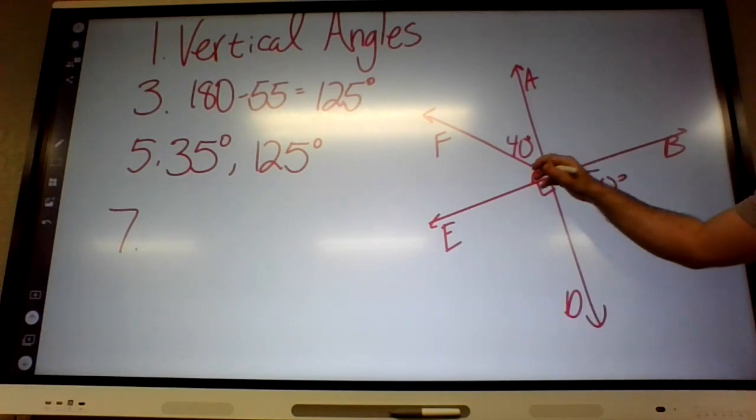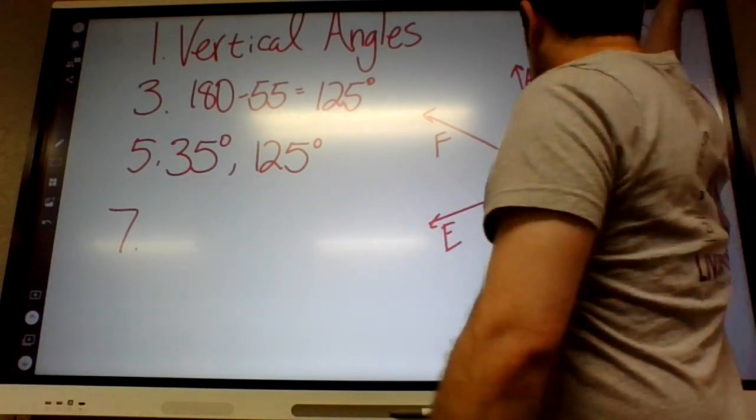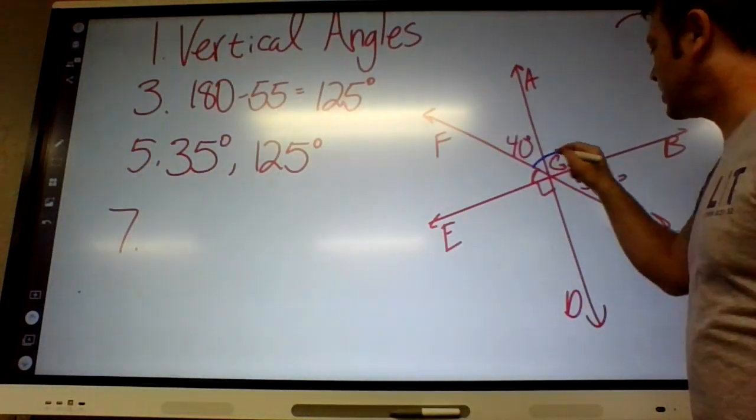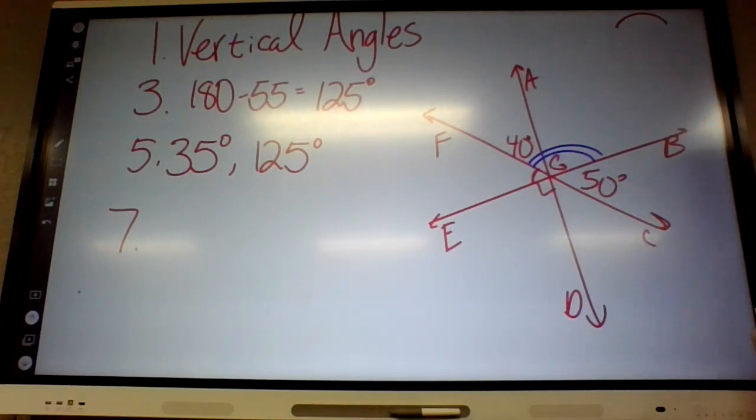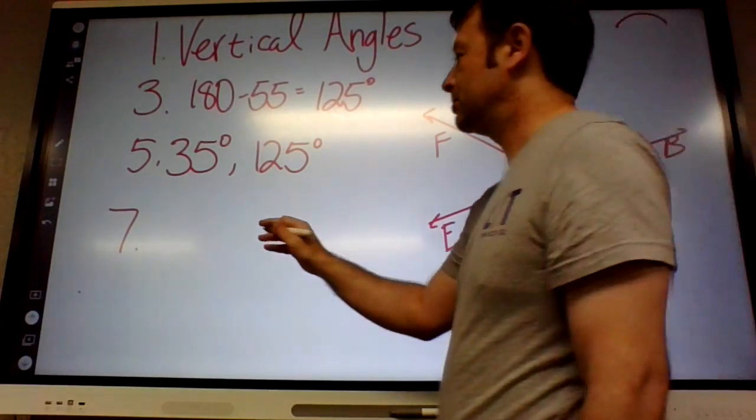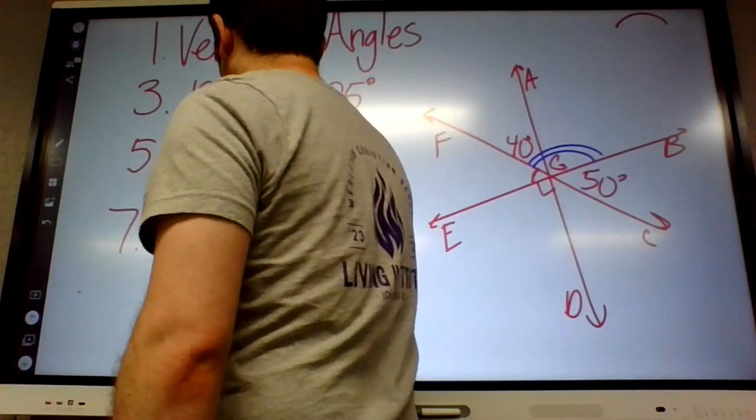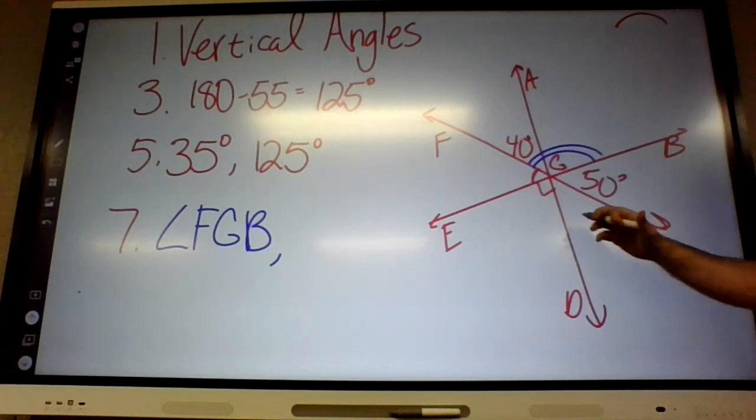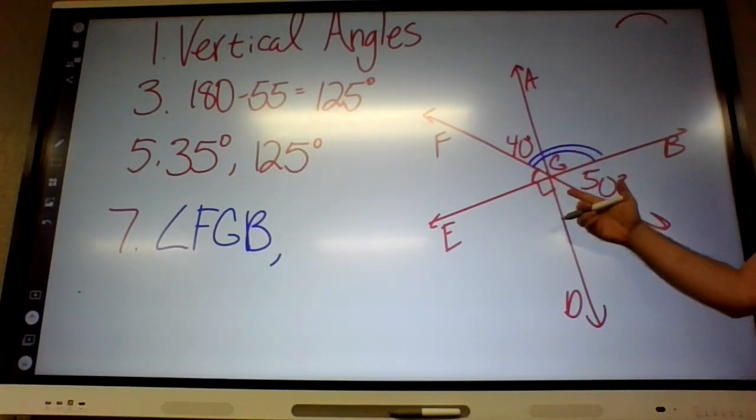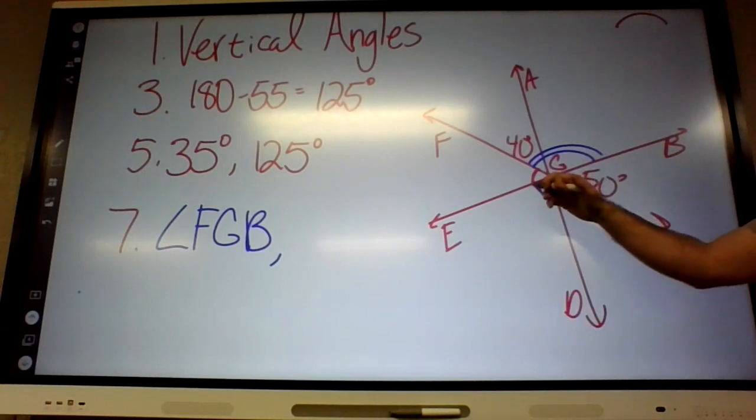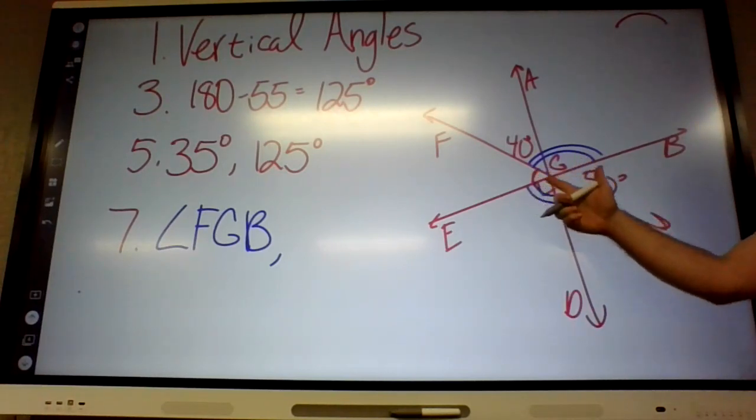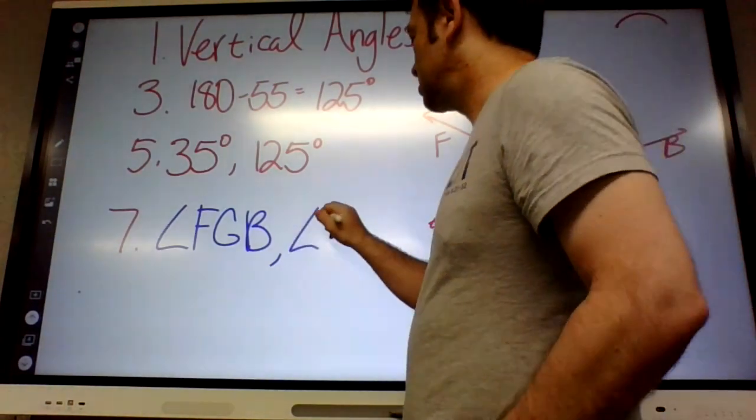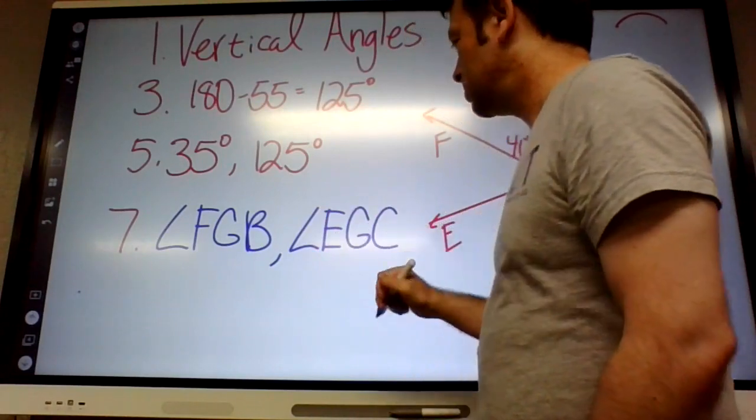Okay, FGB. How did you know that? Yeah, because together they're linear pairs, they have to add up to 180. So he said angle FGB. There's one more in the picture. Right. So if you go the other direction, there's another straight line right there. So this would be a supplementary angle with that. So angle EGC. Okay.